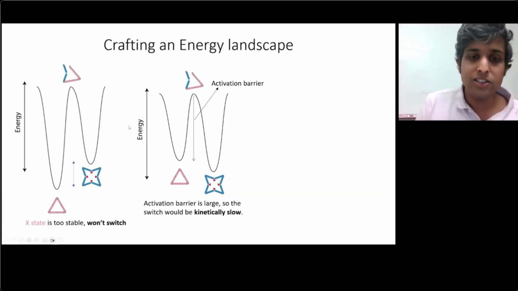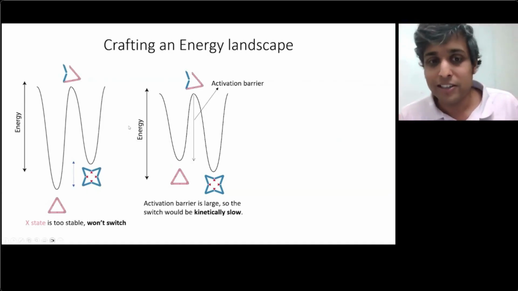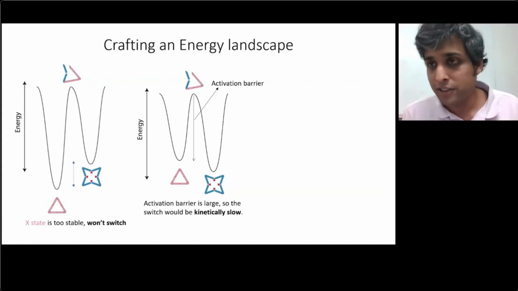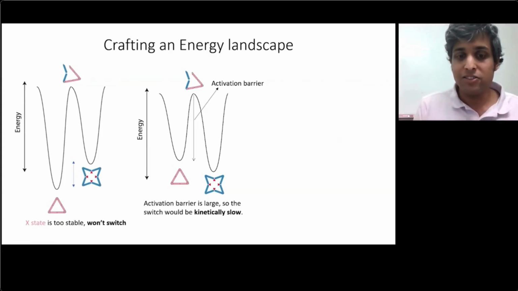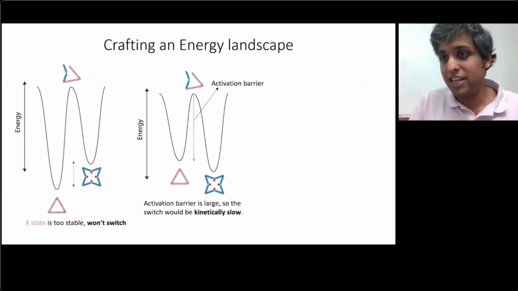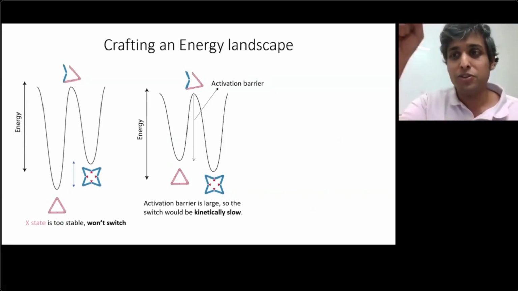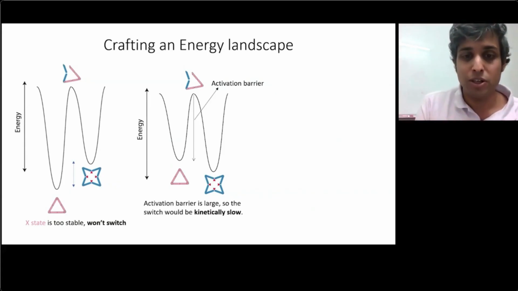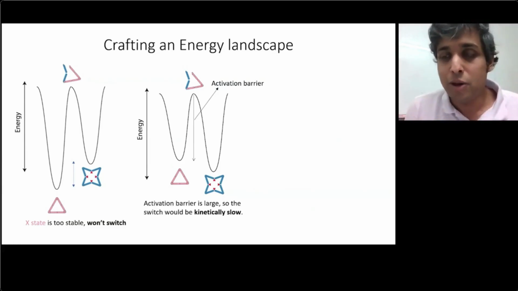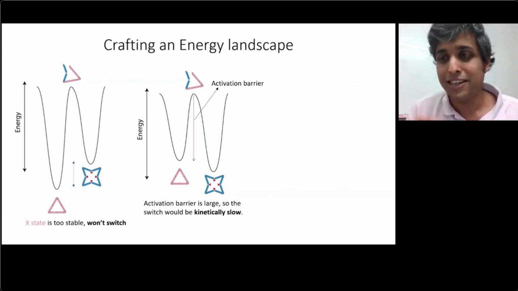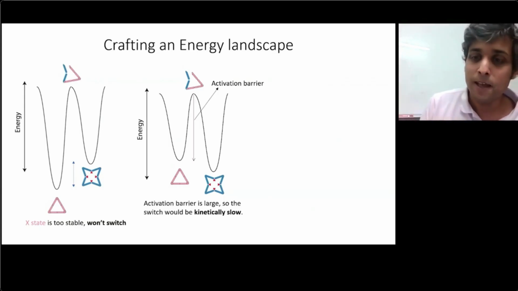So in the middle here is another situation where the ground state is less stable than the peptide-bound state. But the problem is that you have to go over this huge energetic barrier to get from one state to the other, where you have to open up and do something unfavorable. So while this system will switch, its kinetics will be extremely slow.